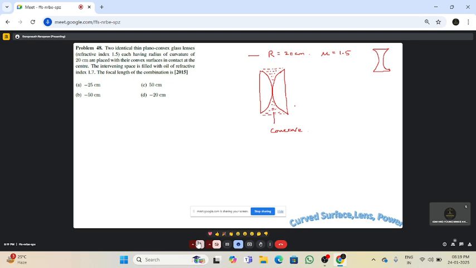The focal length of the combination. So what we did in the last problem, we are going to do the same here. Nothing very difficult. So 1 by f combination is equal to 1 by f1 plus the concave lens. This is also the same, okay? So that means I can say 2 times this is 1 by f2 concave.